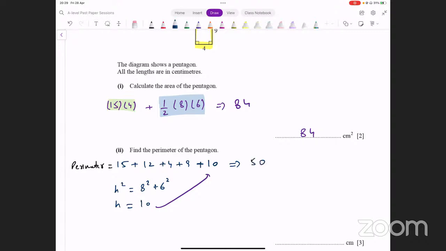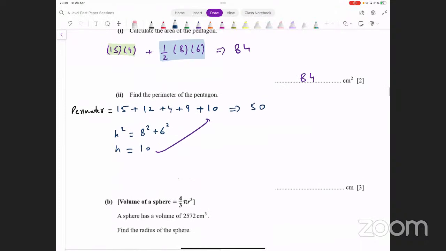The perimeter turns out to be 50 in this case. Okay, so this is 50 centimeters. It's a 3-mark question. You have to make sure that you show working. ठीक है, mentally नहीं करना, सिर्फ working दिखानी है. Working के marks होंगे इसमें. Okay, all right, let's move on.